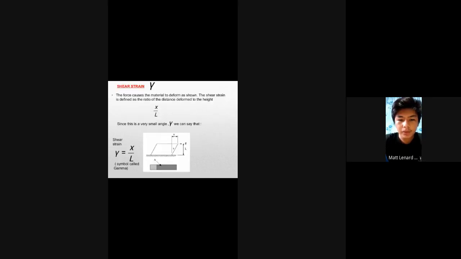So next, shear strain. The force causes the material to deform as shown. The shear strain is defined as the ratio of the distance deformed to the length, which is x over L. Since this is a very small angle, we can say that the shear strain gamma is equal to x over L. The symbol for shear strain is gamma. Gamma is equal to x over L. So this is the image for the example of shear strain. Next.